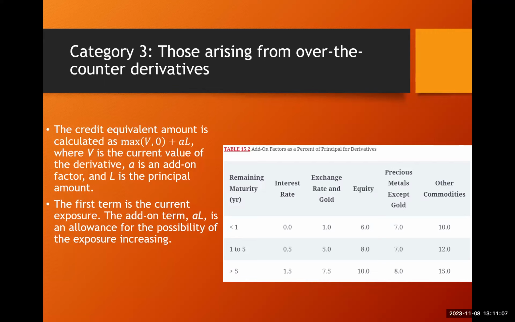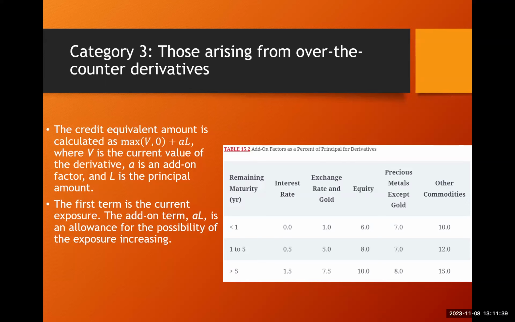However, if you have this contract and it's worth negative $2 million to you, then if you default, you're pretty much saving $2 million. That's why we have a max of V and 0 here, because we have to be insured if this has a positive value, or at least that's the credit risk we're exposed to. We're not exposed to credit risk if we're going to be the ones defaulting on the contract.